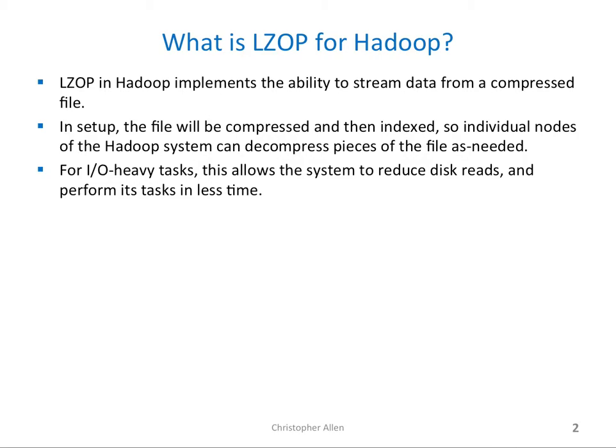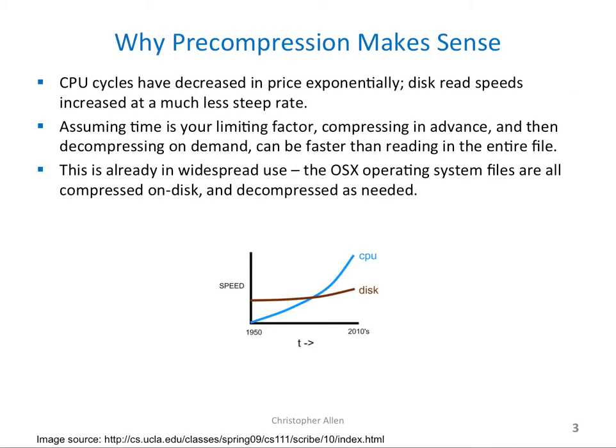LZOP for Hadoop allows us to take a very large data file that we were normally reading in its raw uncompressed format and compress it in advance. And then as the Hadoop job iterates over all the blocks of that file, it'll decompress it as it reads it in. The idea behind this being that for I/O heavy tasks where we're reading in a lot of data and we're not performing all that much analysis on it, comparatively, this allows us to greatly reduce system disk reads, which it turns out are our bottleneck in a large amount of MapReduce jobs.